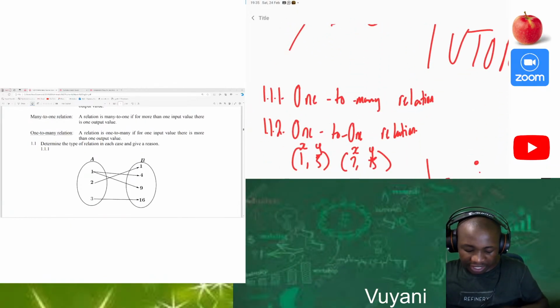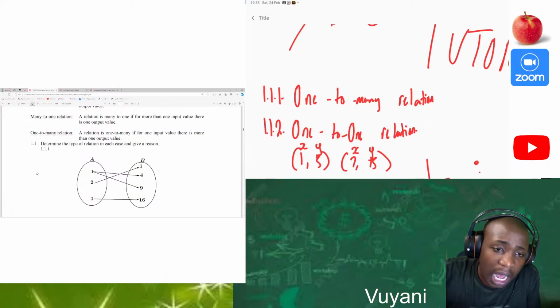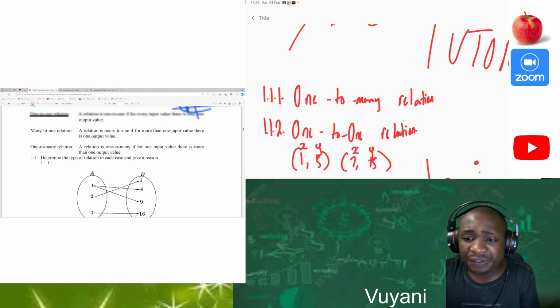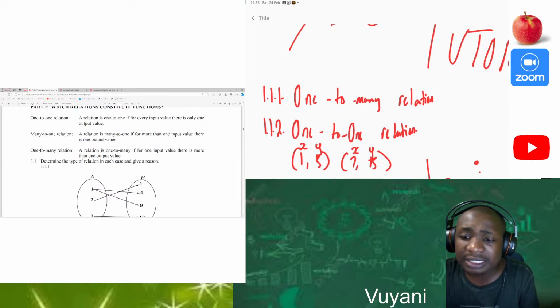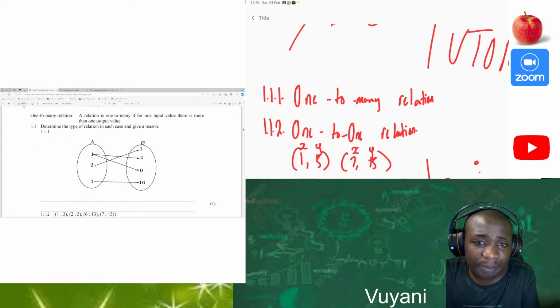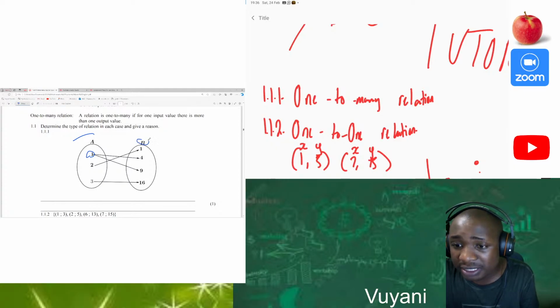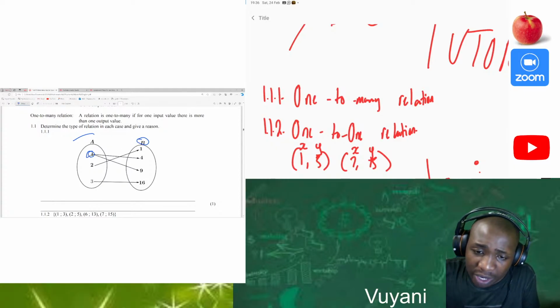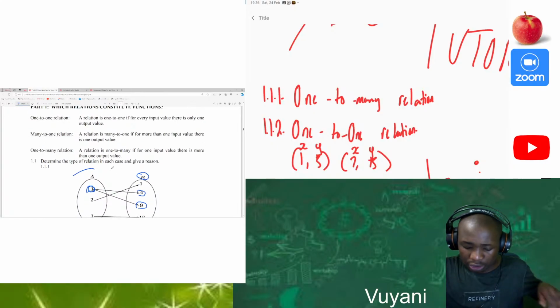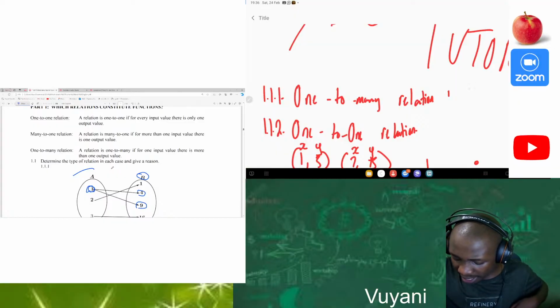As I was solving before the technical issues, question 1: determine the type of relation in each of the below cases and give a reason. On 1.1.1 we have set A, which is our input, and B is our output. We can see only 1 is the input, but it has two outputs, 4 and 9. If that's the case, this is a one-to-many relation.